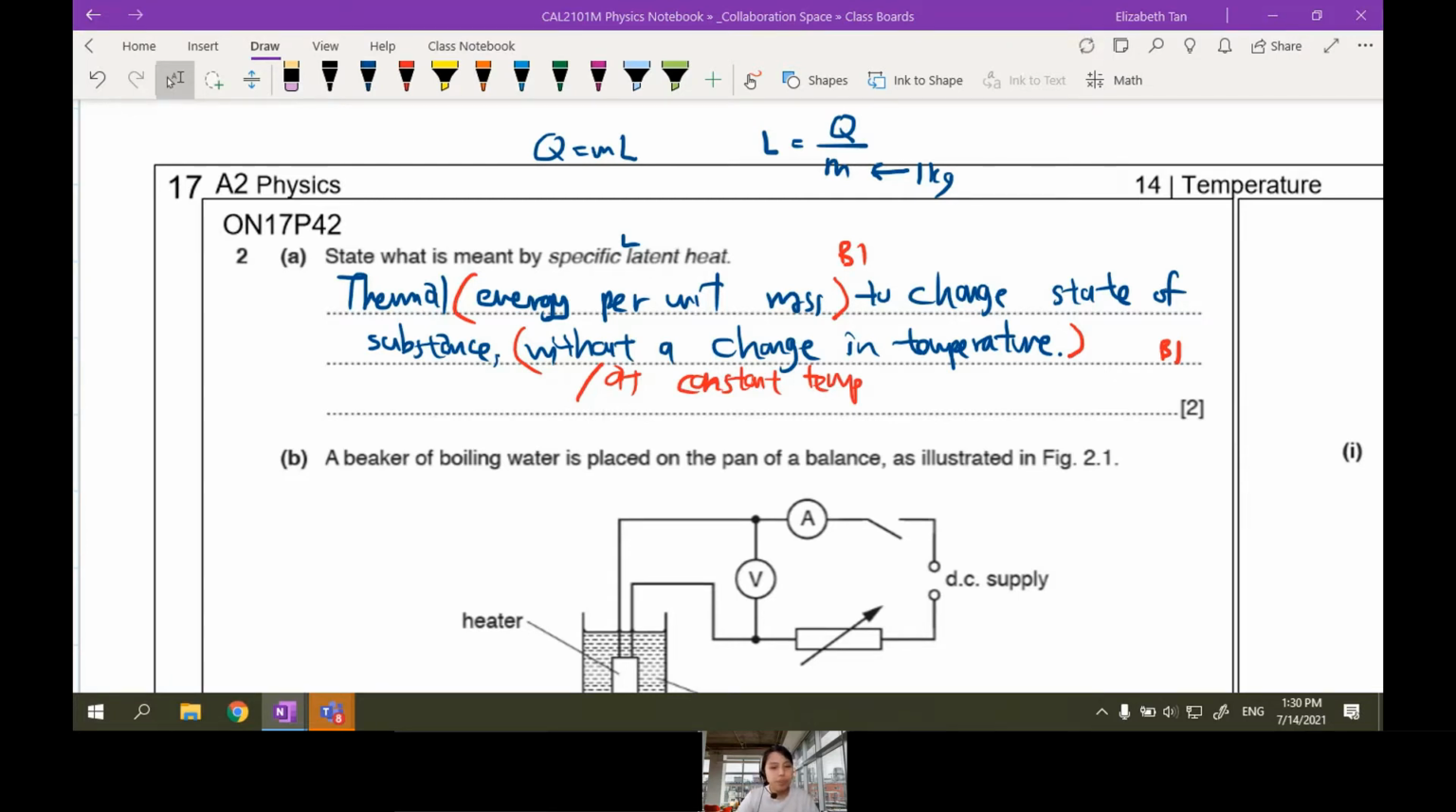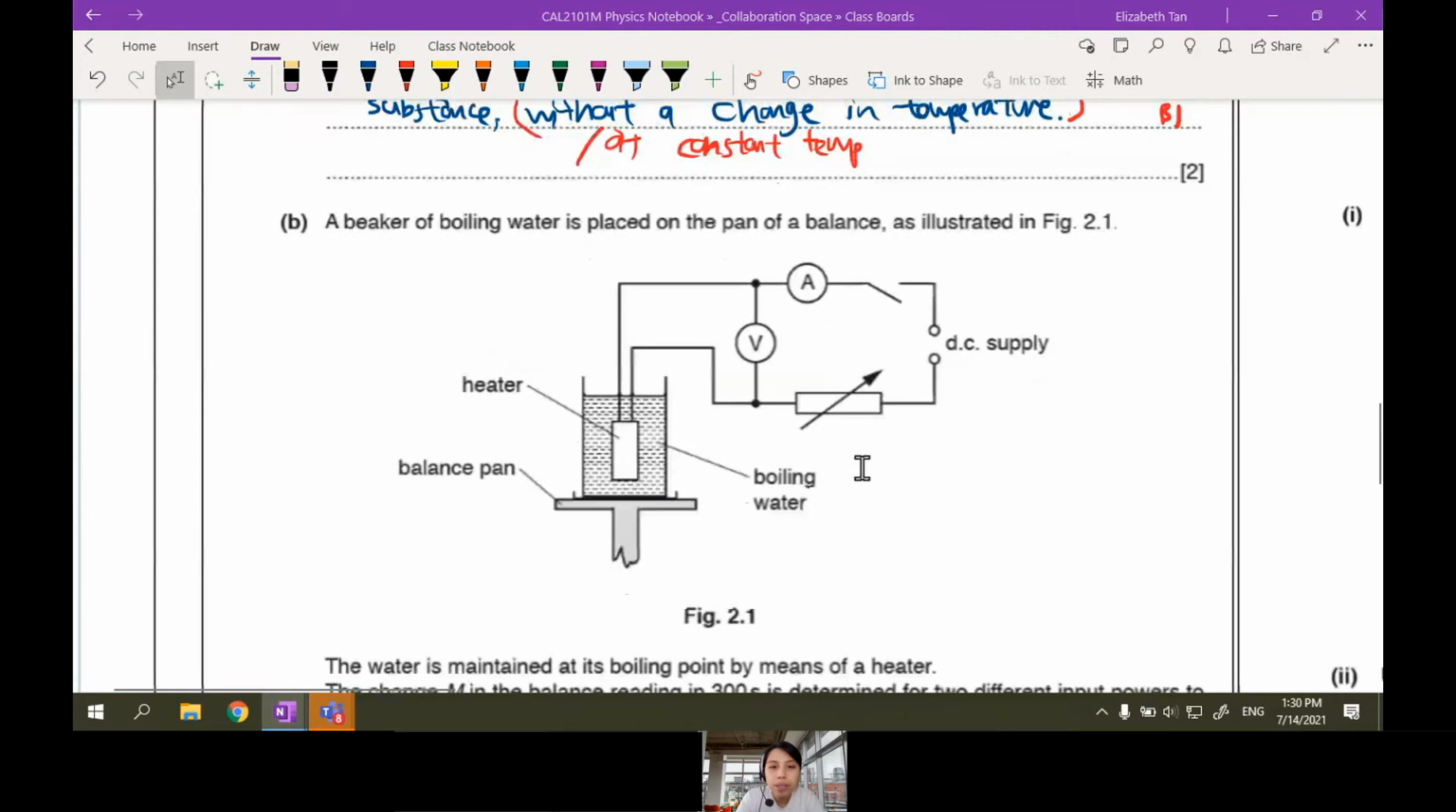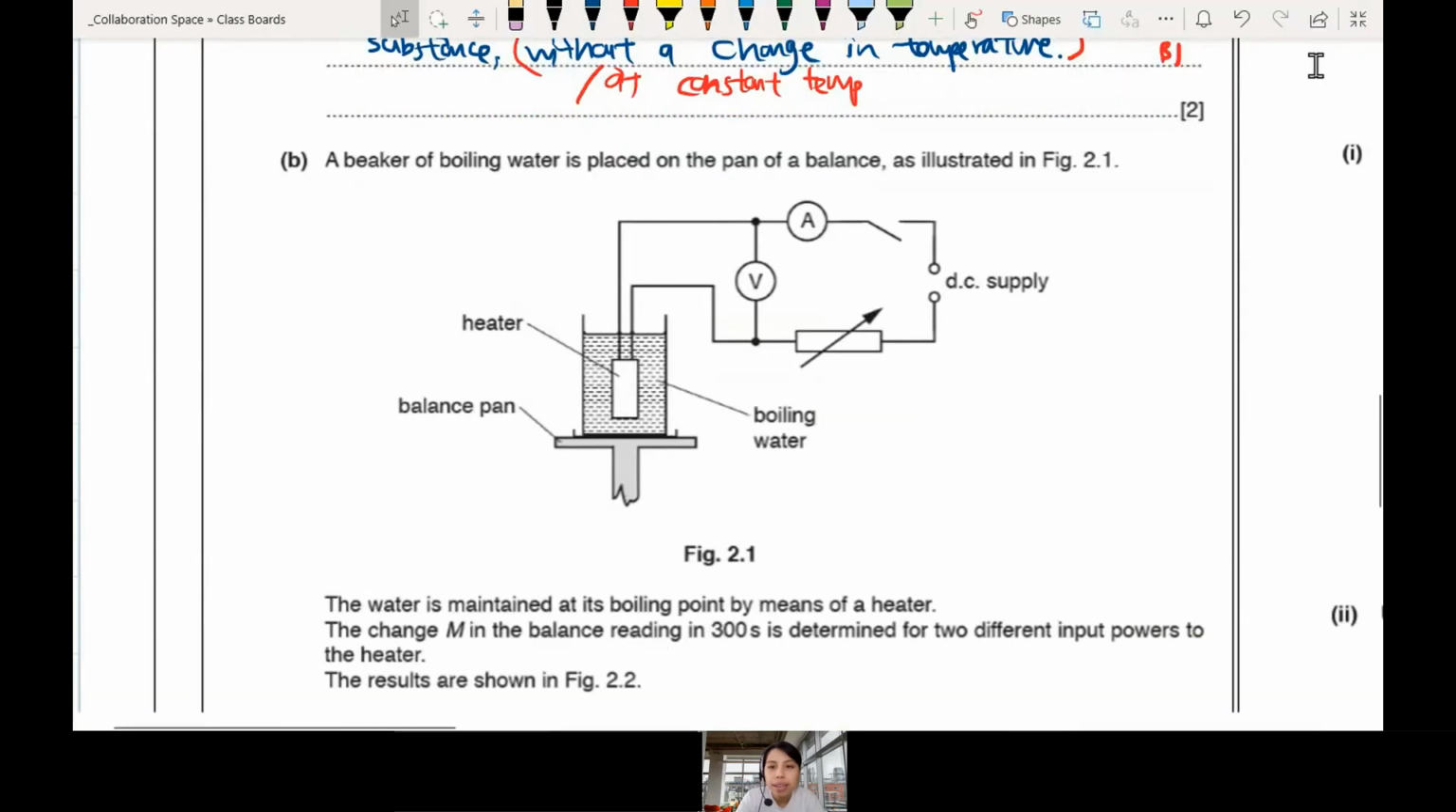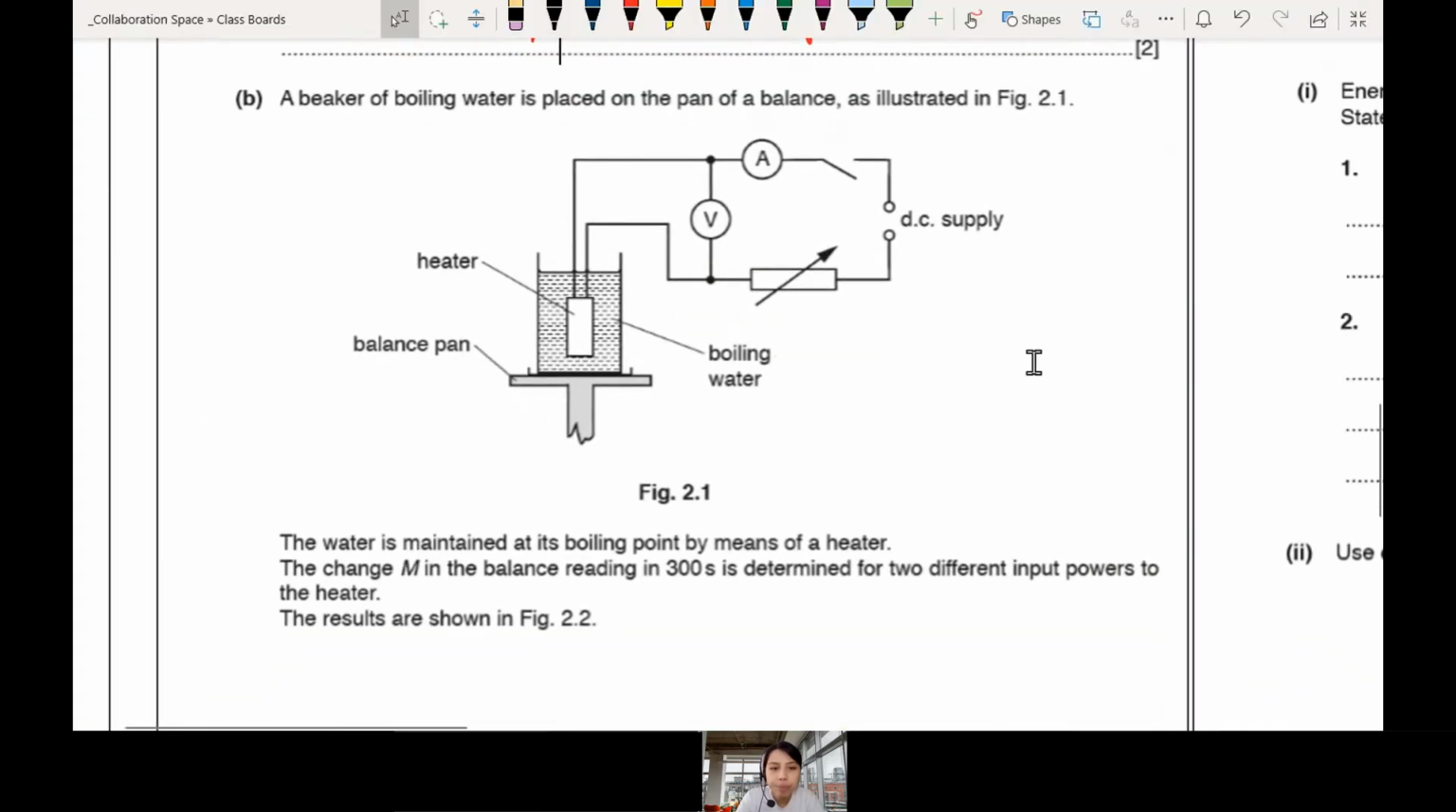Okay, so far, let's go and see the setup. We are boiling water now. A beaker of boiling water is placed on the pan of a balance as illustrated below. So your container of water is on this balance. If you forgot what a balance is, it's the thing where you measure how heavy things are. Over here you will see a screen that tells you, say, 200 grams or something like that, and it will keep changing.